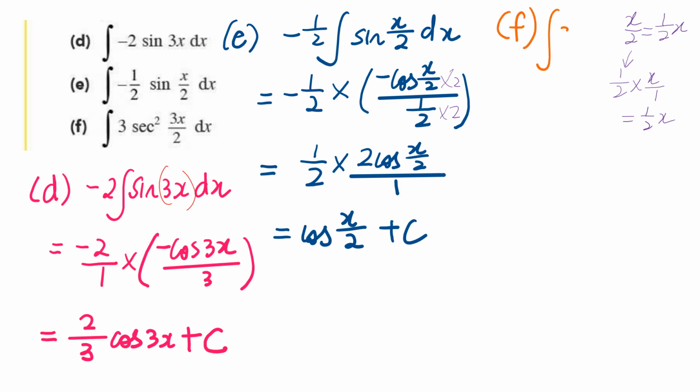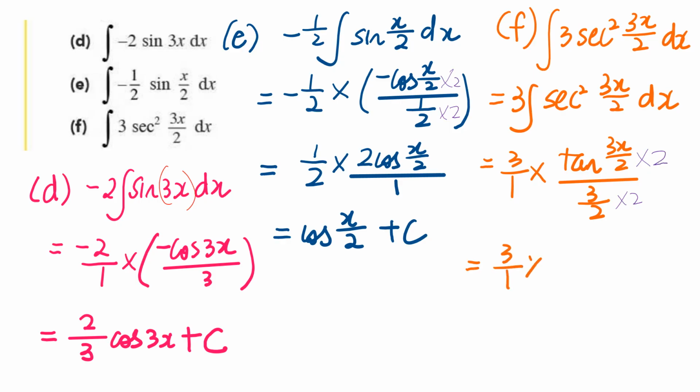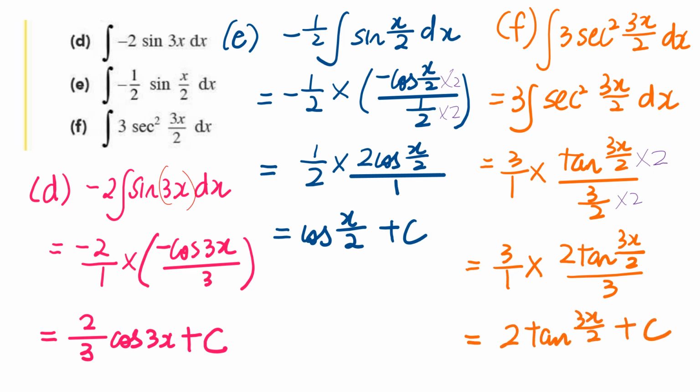Let's look at f. Right, so we're going to pull 3 out from the integral sign. And we're going to integrate secant squared 3x over 2 that gives us tangent 3x over 2 divide by 3 over 2. And you're just going to pull the simple trick again.